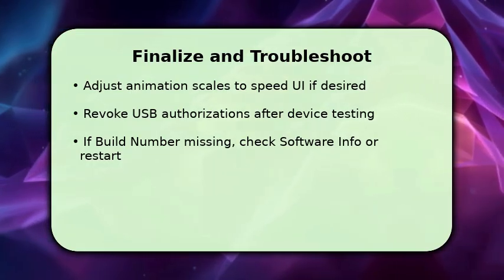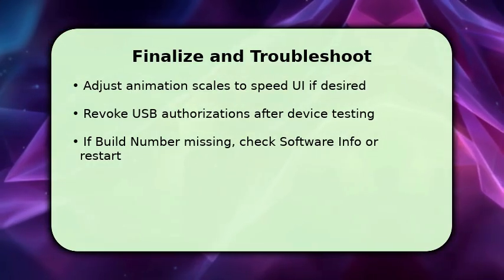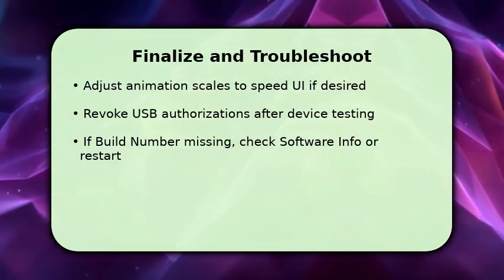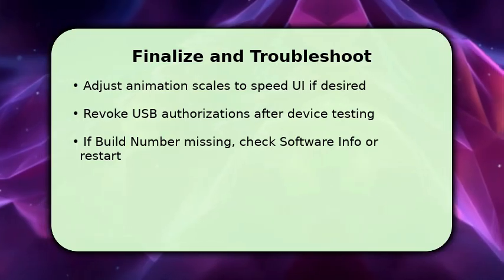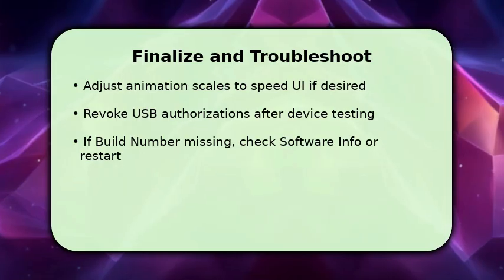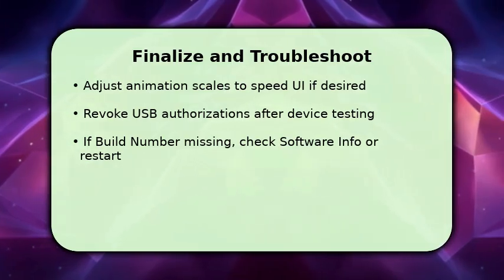If developer options didn't appear, restart the phone and recheck About Phone. On some Oppo builds, build number sits inside software information. As a last resort, update Color OS or contact Oppo support, and make sure your screen lock is active before retrying the taps.